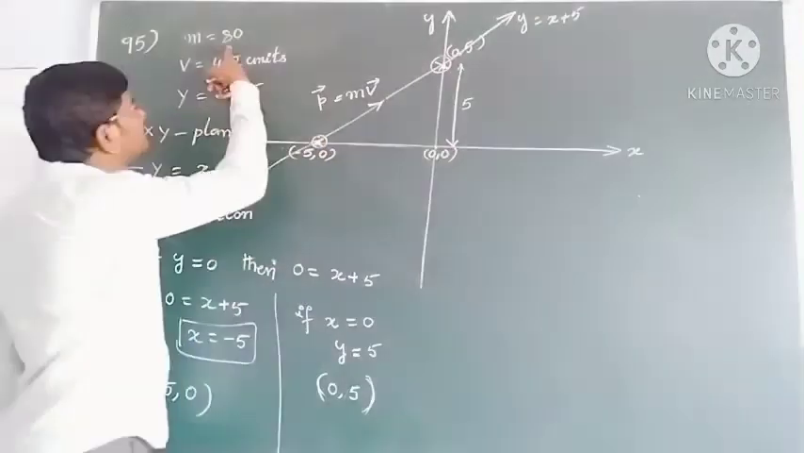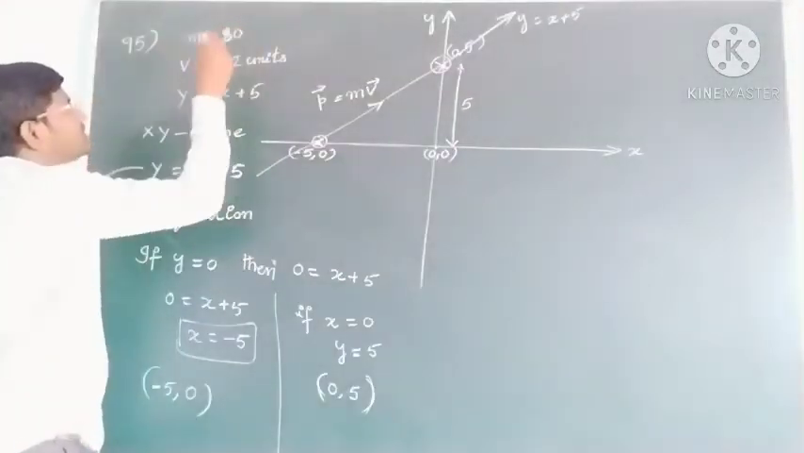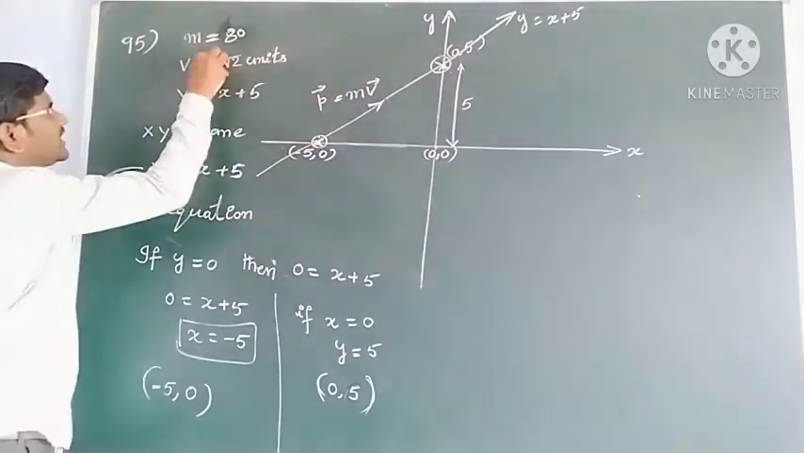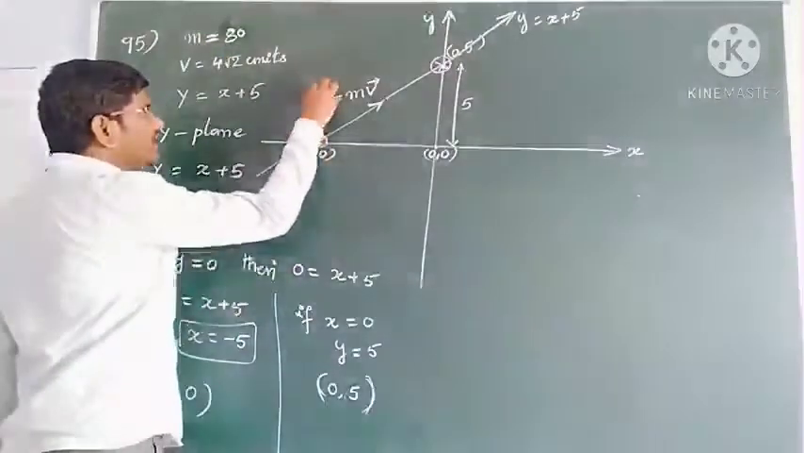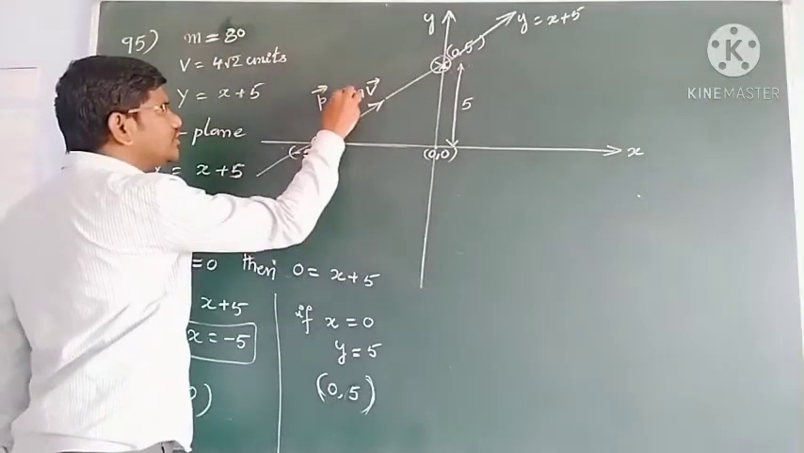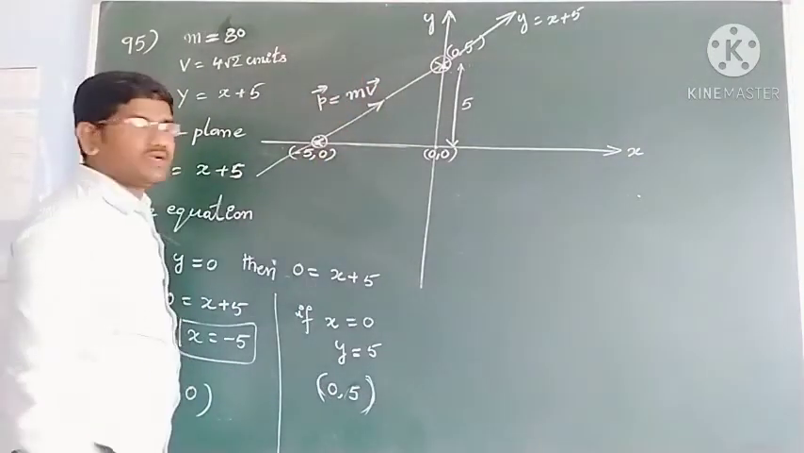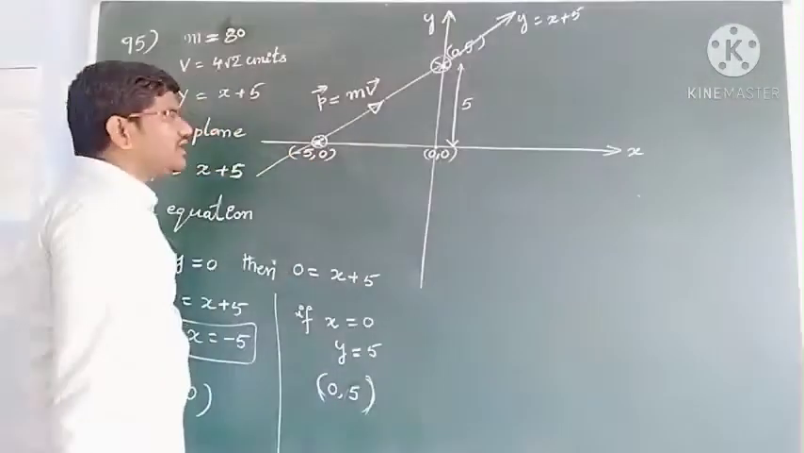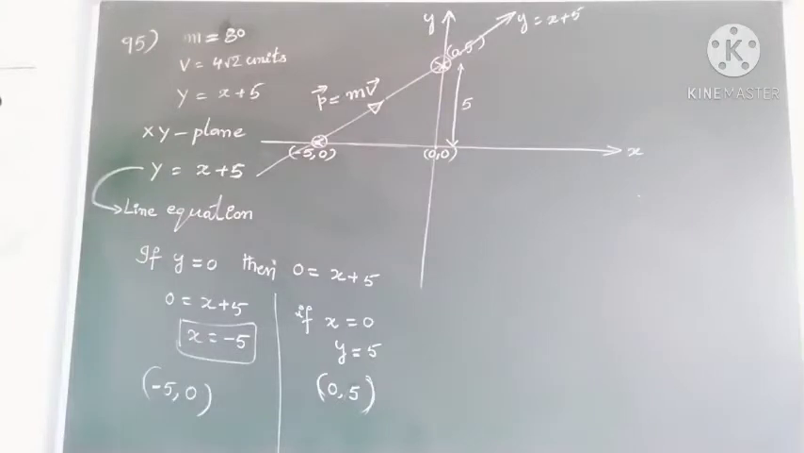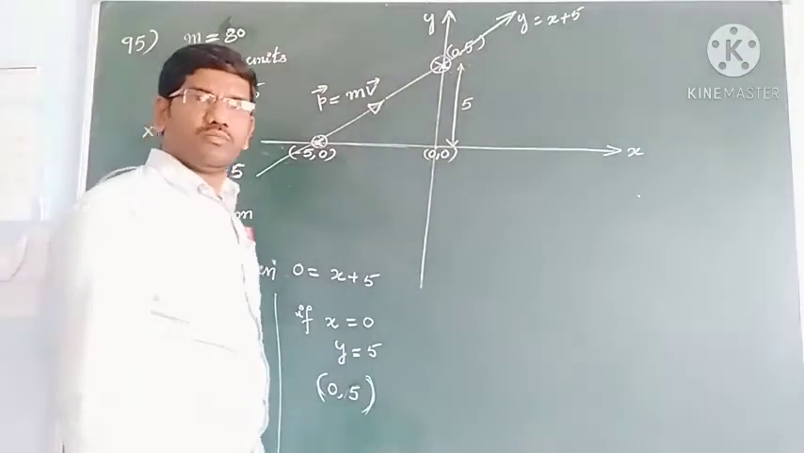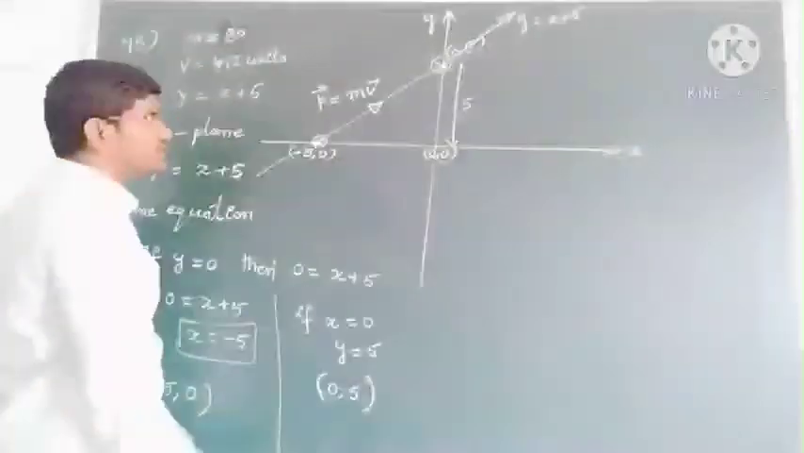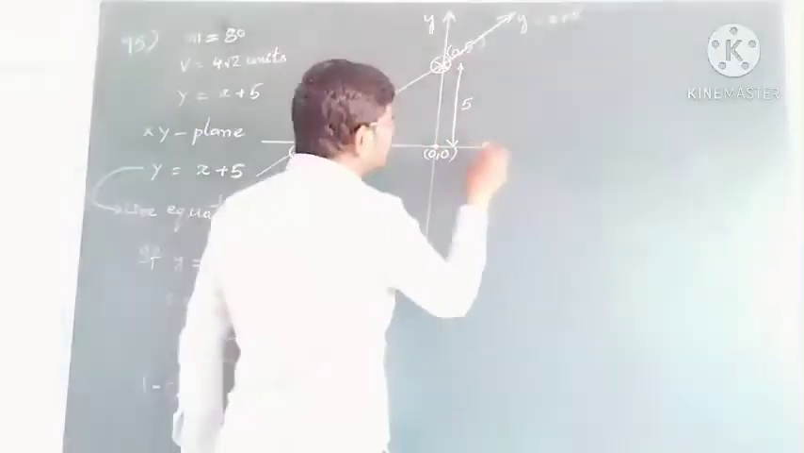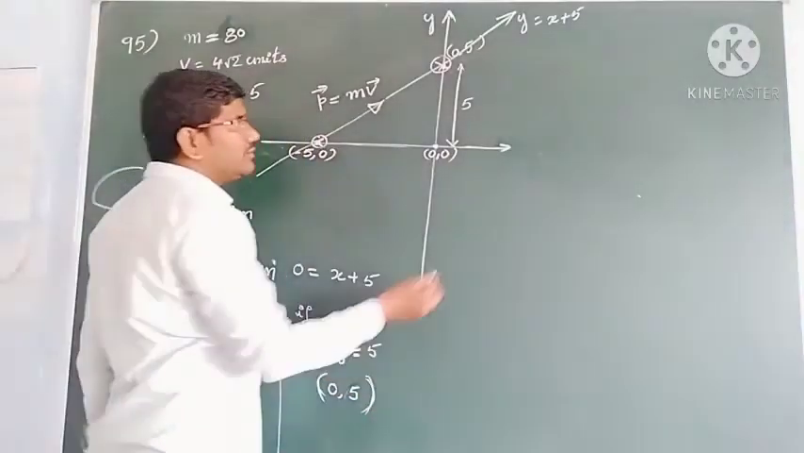We have the mass of the particle 80 units, and the velocity of the particle is 4 root 2. Then you will get the linear momentum: m into v gives the linear momentum value. Okay students, now we want the angular momentum about the origin. So find the angular momentum about the origin. This is the origin, and about the origin I want the angular momentum. So we need to find the angular momentum.